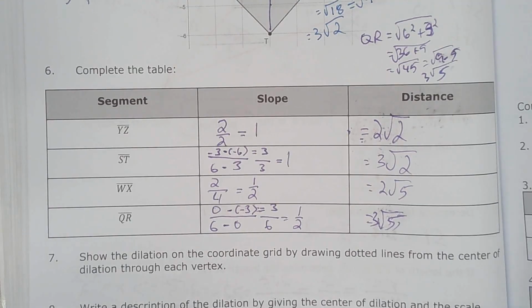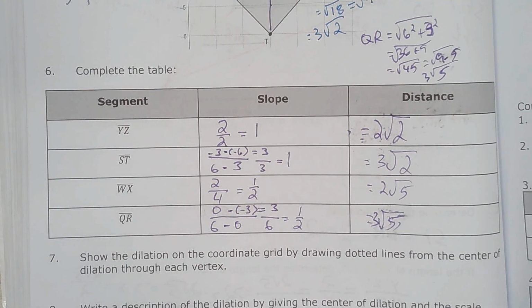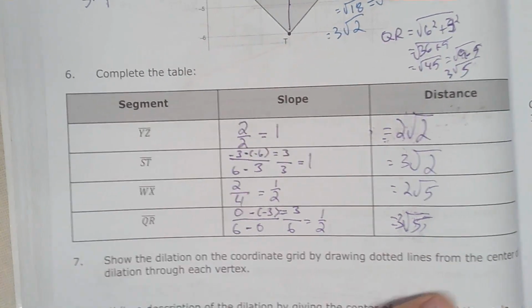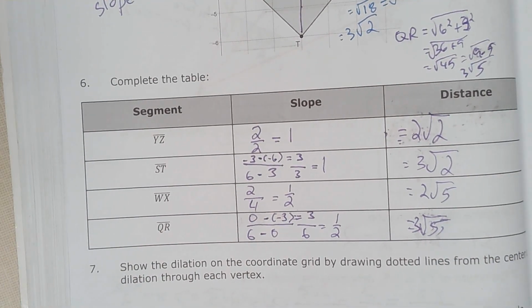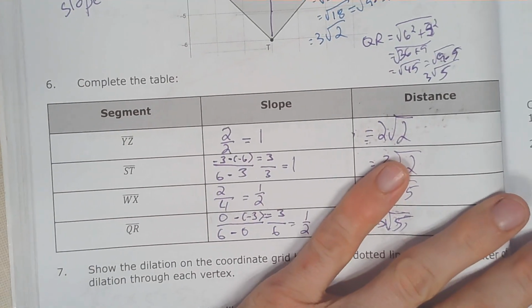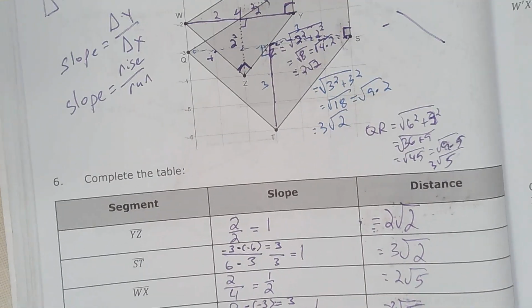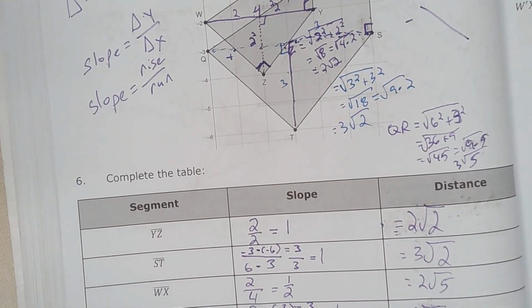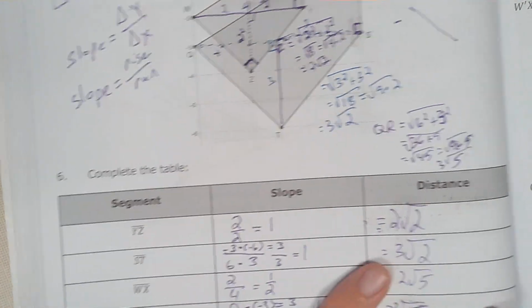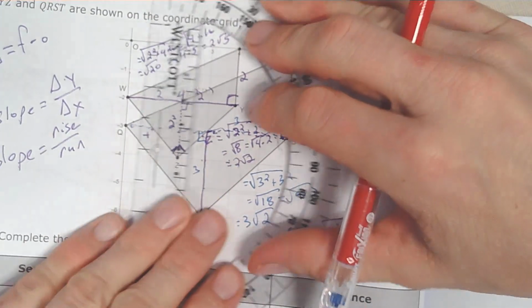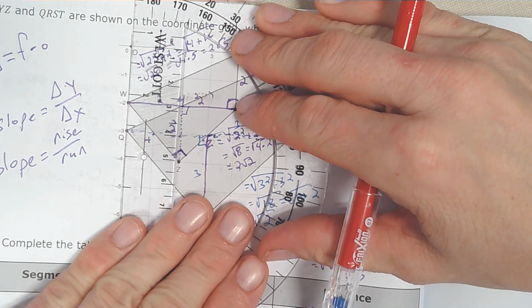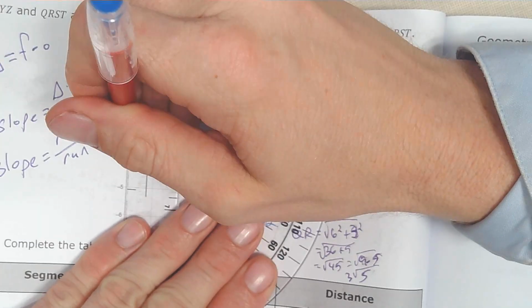Alright, so now I need to show the dilation on the coordinate plane. I'll use red. The dotted lines go to each vertex. So now I need to show the dilation on the coordinate plane by dotted lines.